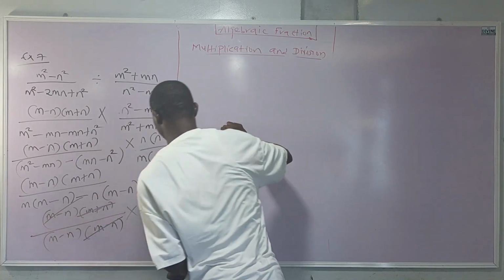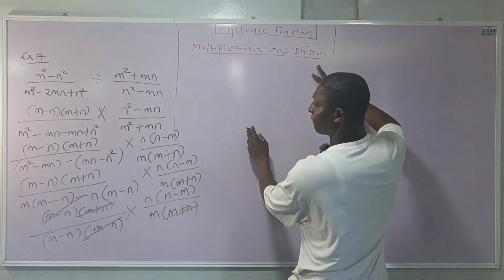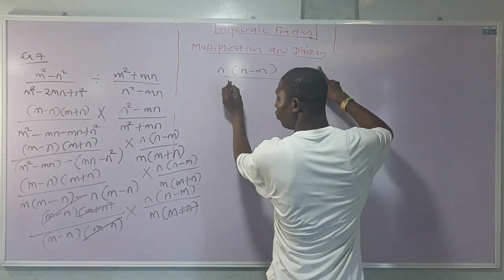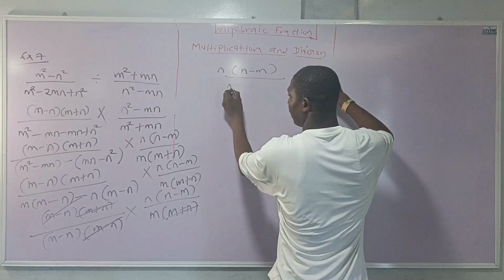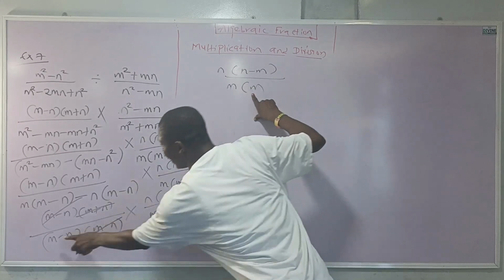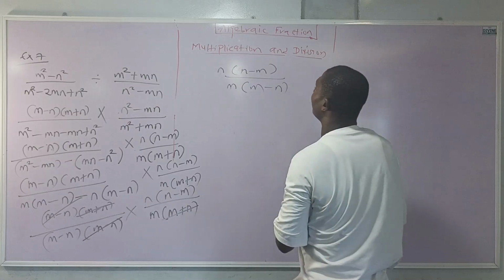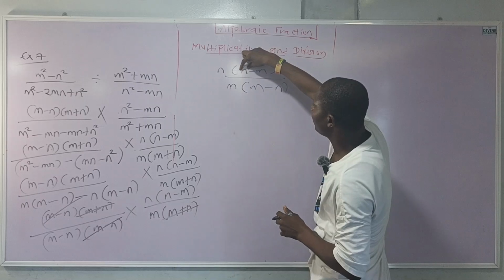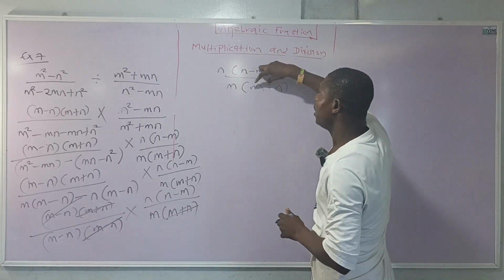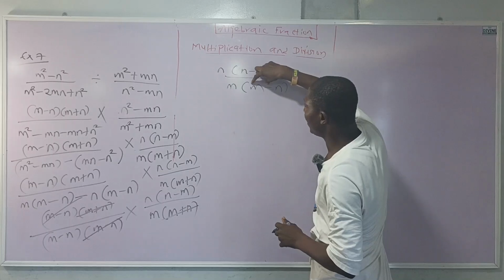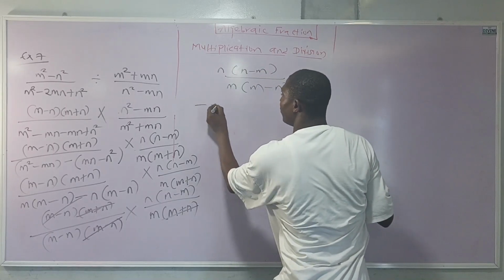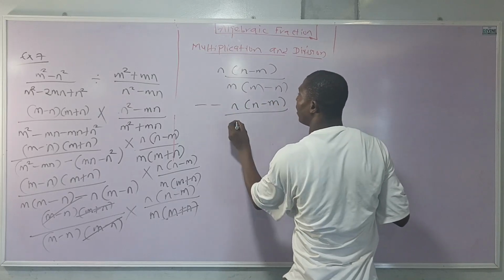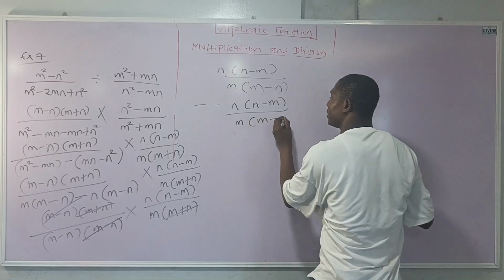This can cancel this. So I will have n bracket n minus m all over m bracket m minus n. Now, if you take note, you see that here is positive n, here is negative n. And here is negative m, here is positive n. So I can put 2 minus at the numerator to have n bracket n minus m all over m bracket m minus n.